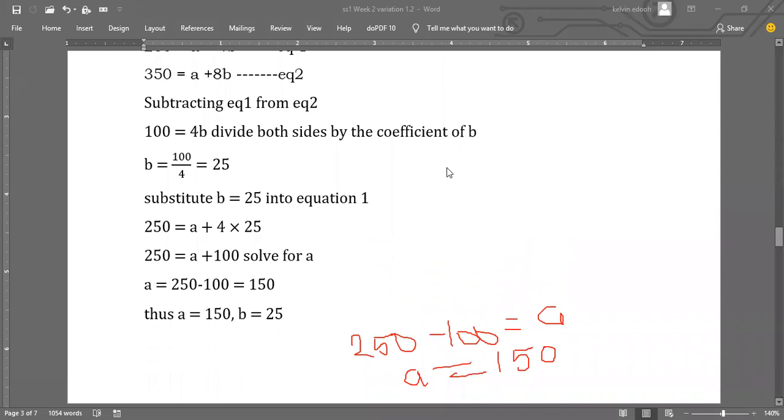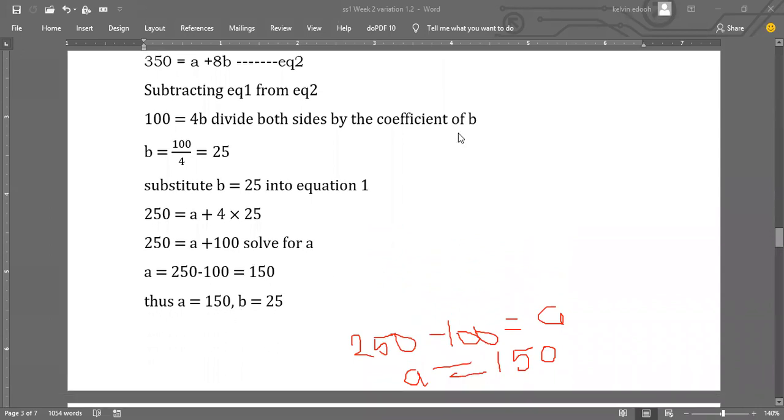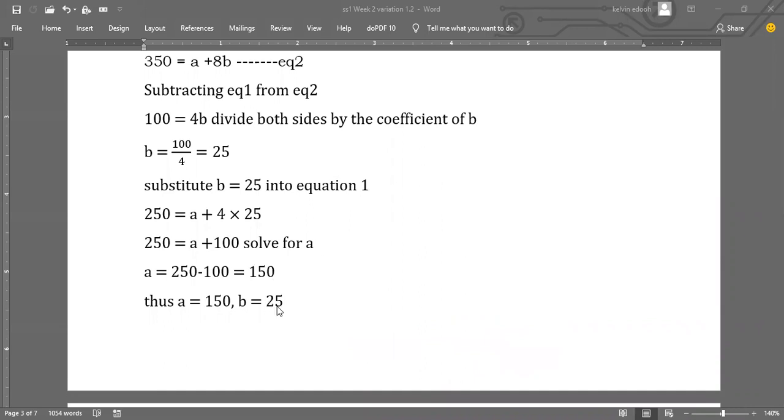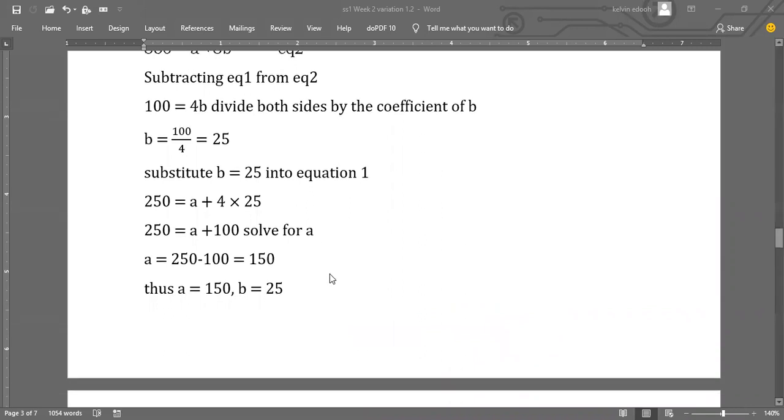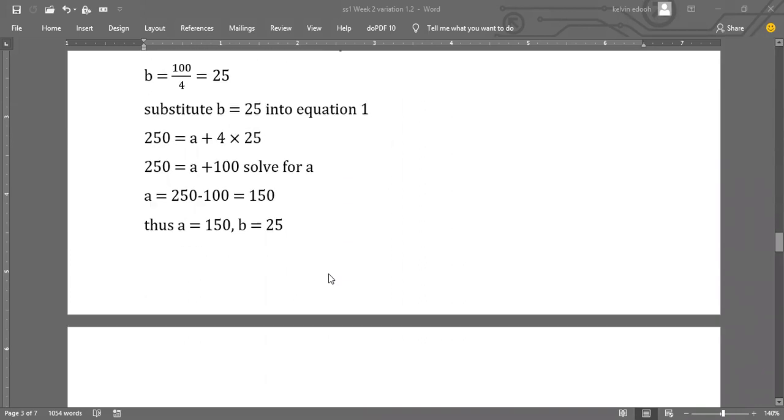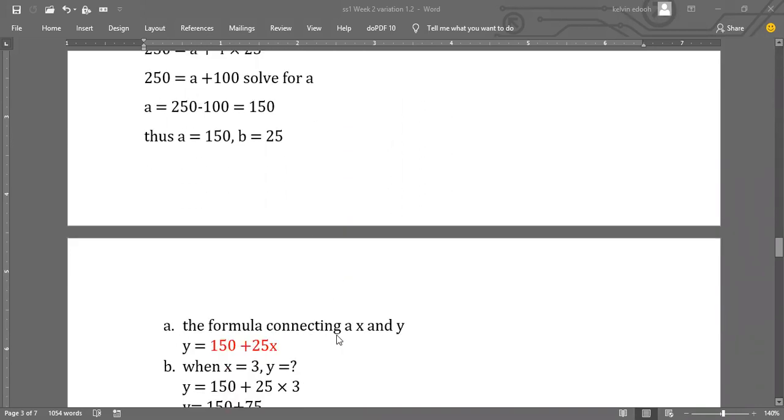So let me clear the screen. So you have a equals 150 and b equals 25. So with this now, we can write the first question. The first question, they ask us for the formula. So what is the formula connecting them? Remember the formula was y equals a plus bx. Clear? So now we know our a and b, so that I have y equals what?